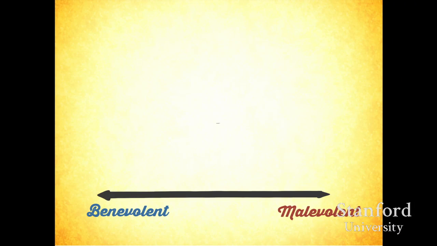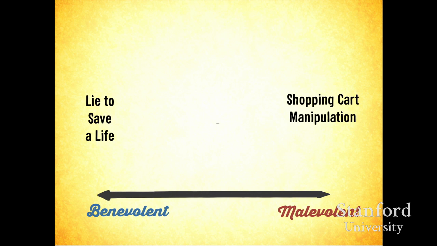This is a bit of a hard line to think about, and I would say lying to save a life, that's probably on the benevolent side, and most philosophical thinkers in this space would probably agree that lying to save a life falls into the benevolent side. There's stuff over here like shopping cart manipulation. These are what I call dark patterns, or other people call dark patterns. This is like shoving something into your shopping cart, and then you don't know about it, and when you hit checkout, you get charged for it. Right? That is called a dark pattern, and that's probably on the malevolent side.